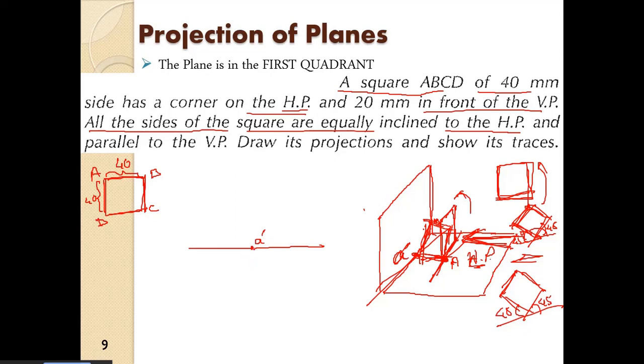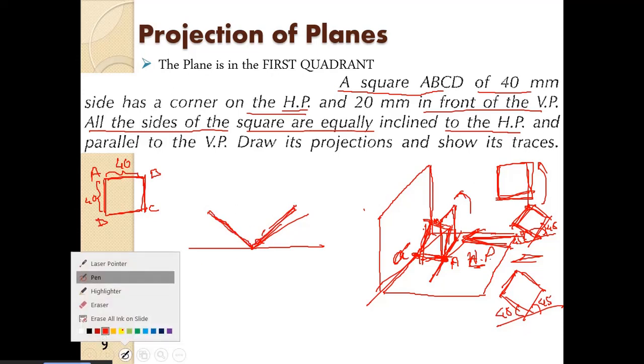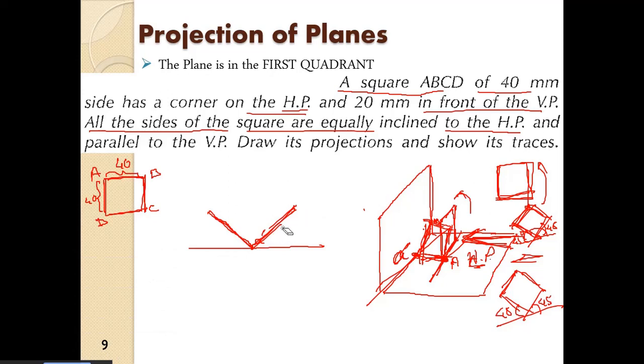Then from A dash, I will draw 45 degrees this one, 45 degrees this one. I hope they are all 45 degrees. Anyway, it's looking 45 degrees. So these two edges are drawn. Then from these two points, I will join and make the square. So all of the edges are 40 mm.